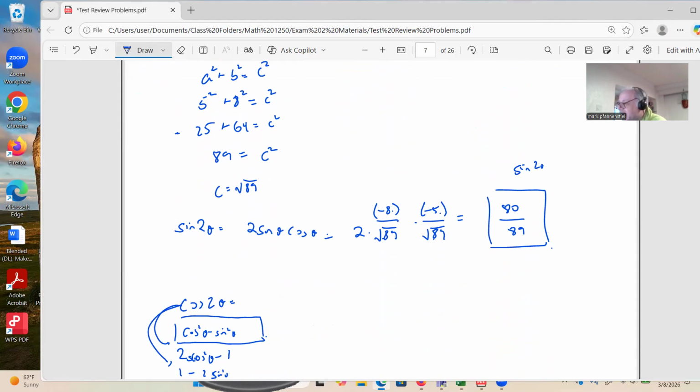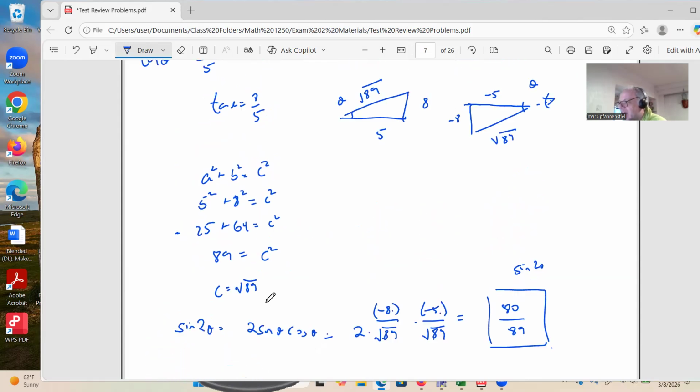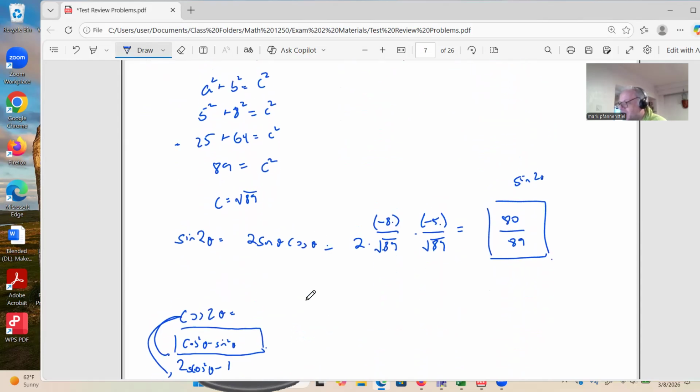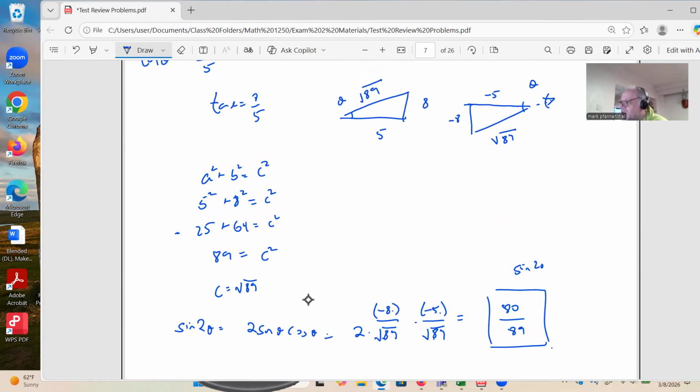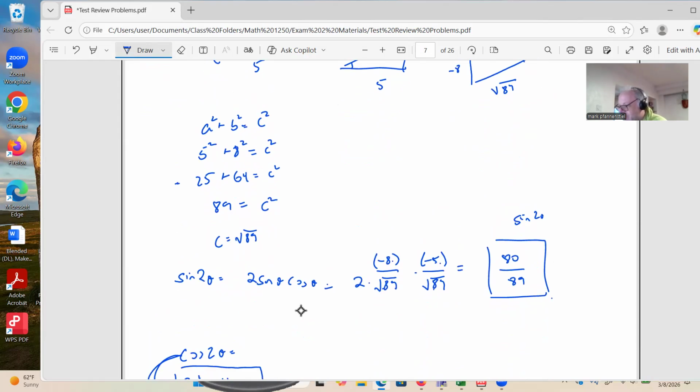Cosine of 2 theta. It's a wonderful set of identities to know because it's kind of like the Swiss Army knife of double angle formulas. Again, I'm going to pick cosine squared minus sine squared. So we're going to say that cosine 2 theta is equal to cosine squared minus sine squared. My cosine of this angle is -5 over the square root of 89, and we square this, minus the sine squared, which is -8 over the square root of 89, squared.